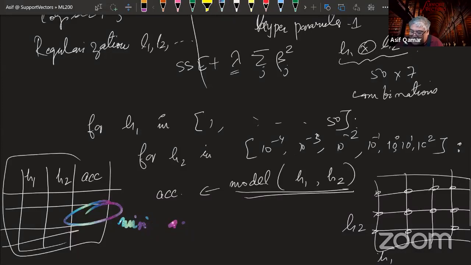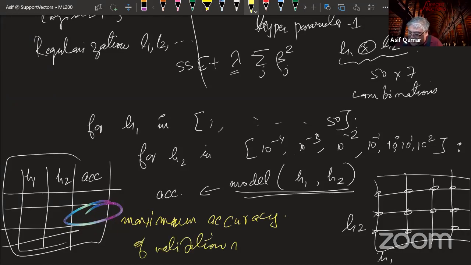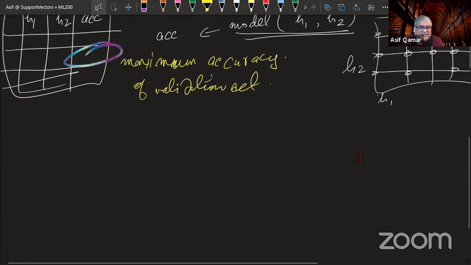Oh, sorry, maxima, the most accurate, let me just say, maxima. Maximum value, maximum accuracy, on cross-validation, on the validation set. So that would be your best combination of H1 and H2. Does that make sense, guys? It's a simple idea, isn't it?